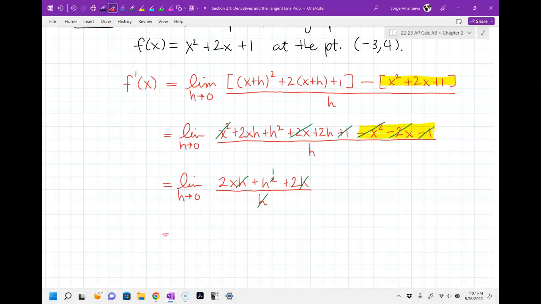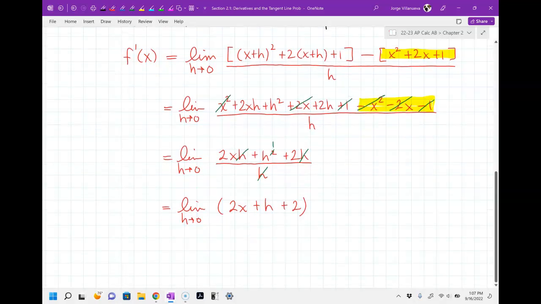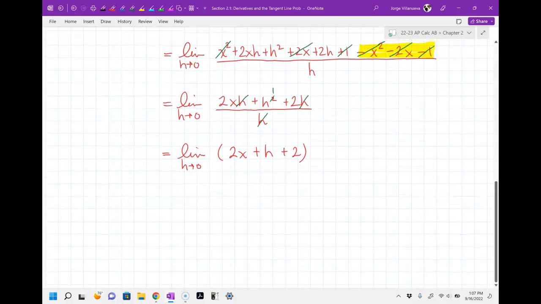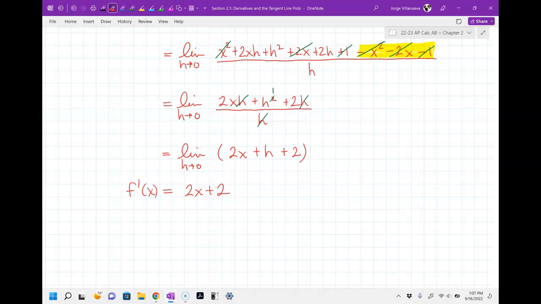So now I have the limit as h approaches 0 of 2x plus h plus 2. Now I'll try plugging in 0 again. What do I get? 2x plus 2. That's my derivative.